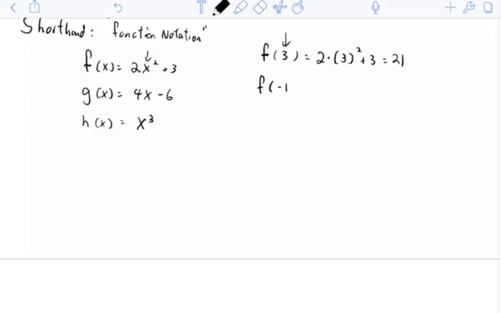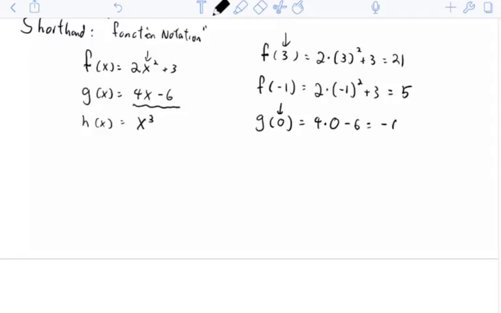Minus 1 is equal to 2 times minus 1 all squared plus 3, and that's equal to 5. G at 0 is equal to, I look at the g function, the g polynomial, and I'm going to replace all the x's with a 0. 4 times 0 minus 6 is equal to minus 6. Does that make sense to you?